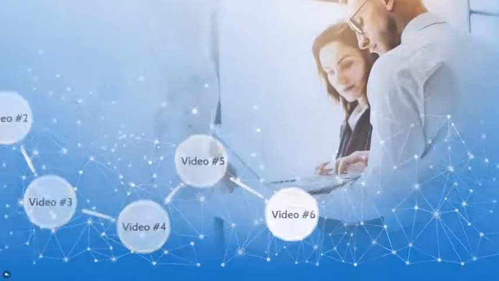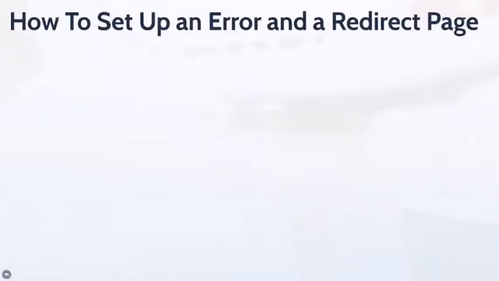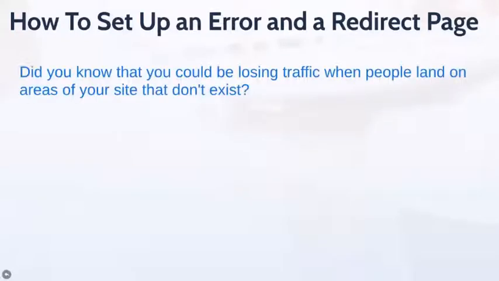Welcome to video number 6, and in this particular video we're going to talk about how to set up an error and redirect page. So did you know that you could be losing traffic when people land on certain areas of your website that don't exist? In other words, over the years of maintaining your website, you'll have pages and elements, videos, zip files, whatever, that will disappear on your website. And what will happen over the years is they will be indexed by Google, and if somebody clicks on that through Google and they come to your website, it will lead to what we call a 404 error page.